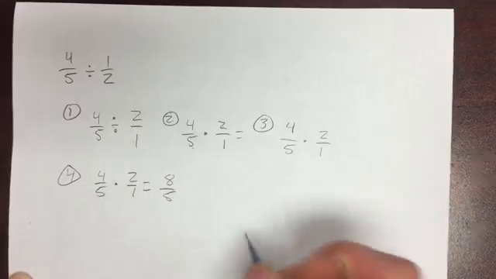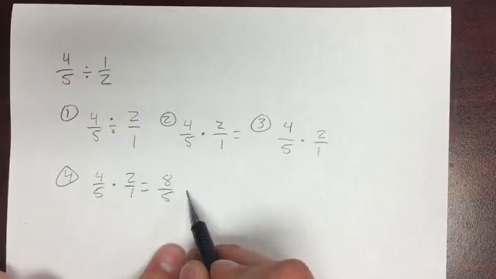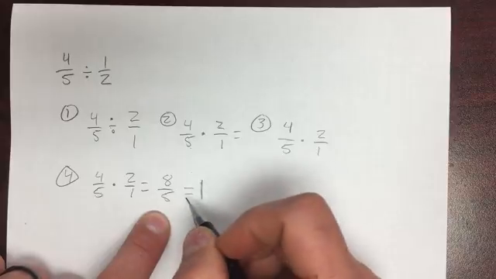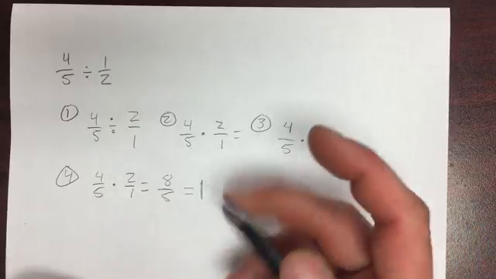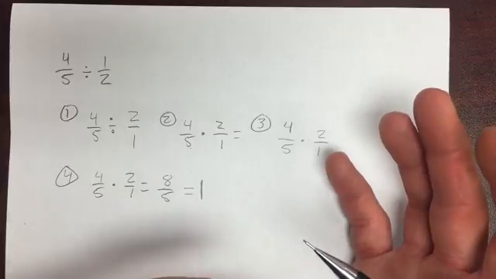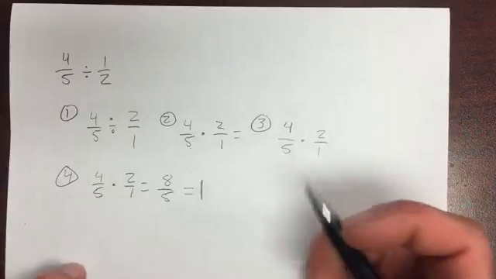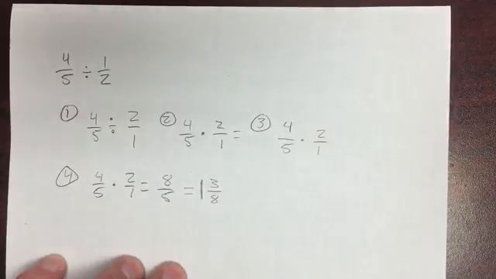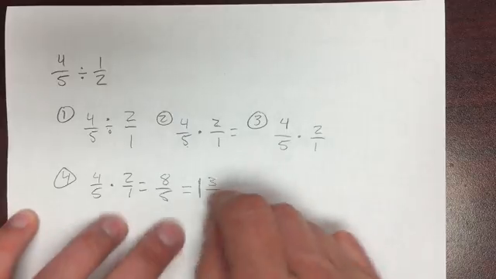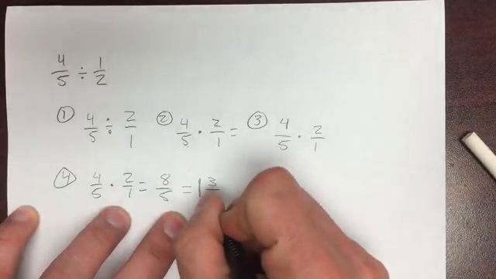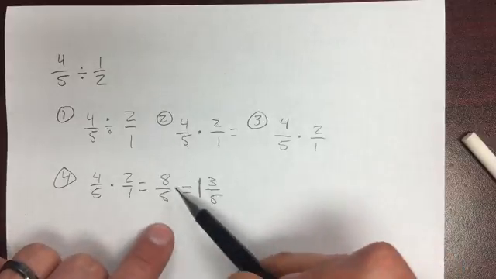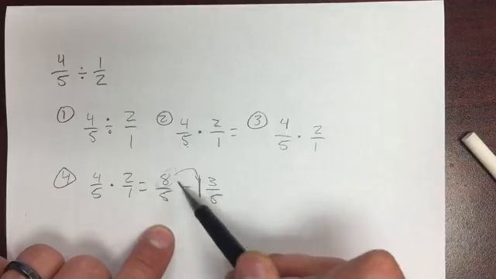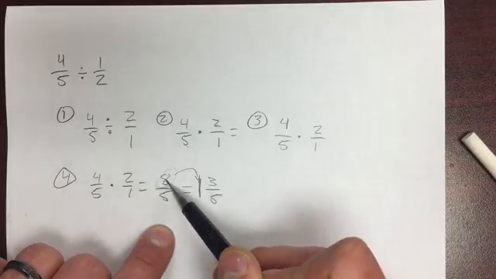8/5. Okay, but how many times does 5 go into 8? It goes into 8 one time. And how many is left over? 1, 2, 3, 4, 5. Okay, 8 minus 5 is 3. So there's 3 left over. So 1, 2, 3, 4, 5 makes that 1, and we have 3 left over, so 1 and 3/5.